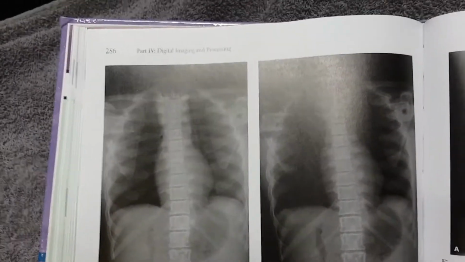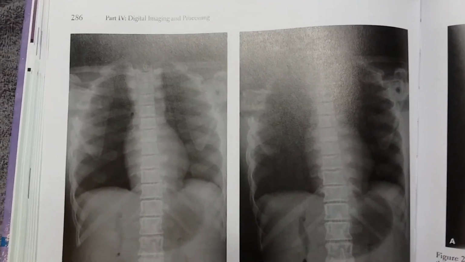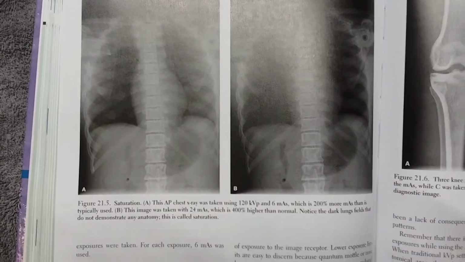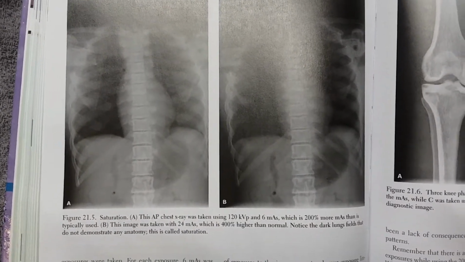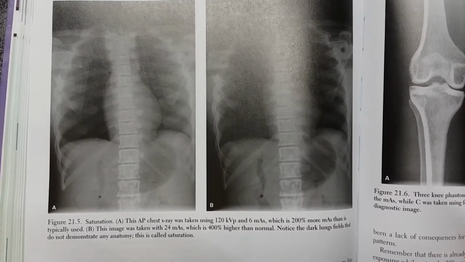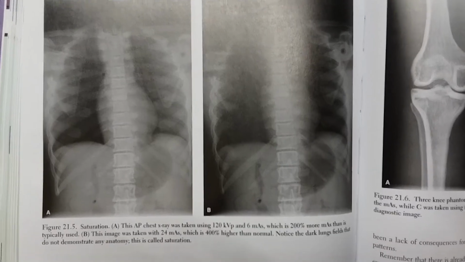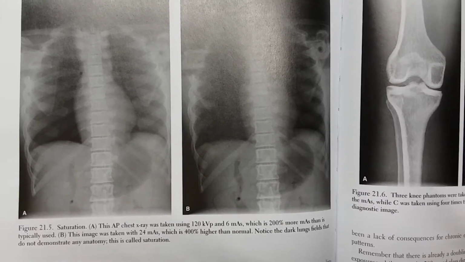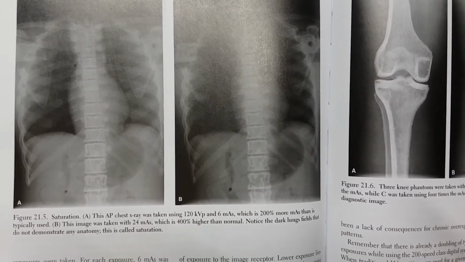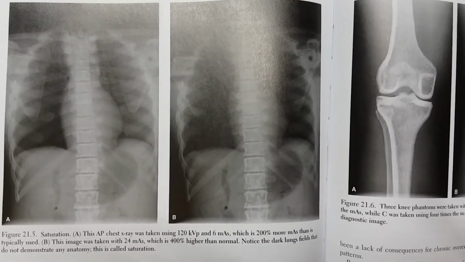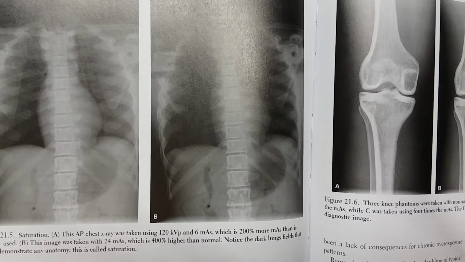All right, here on this page, 286 rather, is showing you two images. One, the AP chest, was taken with 120 kV and 6 mAs on the left, which is about twice the needed or normal amount, and B was taken with 400% more than normal, and it is the one that is overexposed. Actually, that image is 8 times overexposed, not 4 times. So it's 800% higher than normal on the right, B.